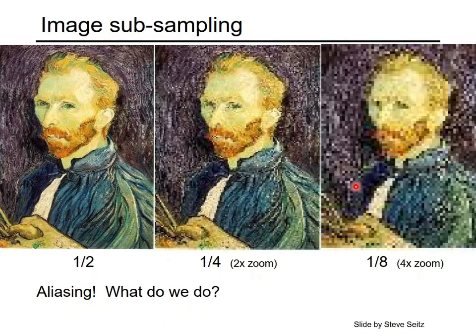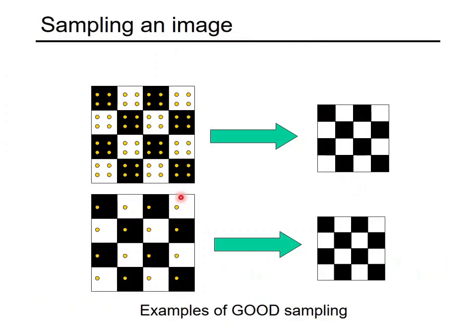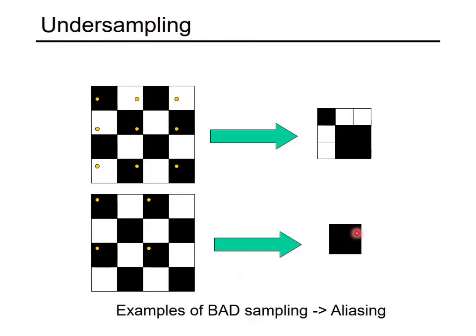So let's take another example. Given a chessboard, if we subsample those points, then we will get this result. It looks okay. If we slightly reduce the number of subsampling points, it still looks okay. But if we subsample at a wrong frequency, this is the result.